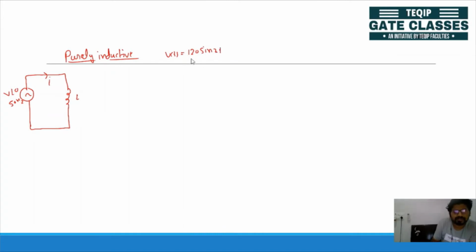So we can convert this also into the polar form, like 120 by root 2, that is the RMS value, angle 0 because there is no angle here. If there is any angle, like sin 2t plus or minus theta, then we will take that angle here.